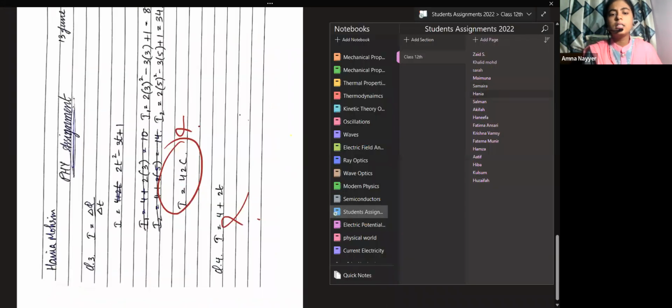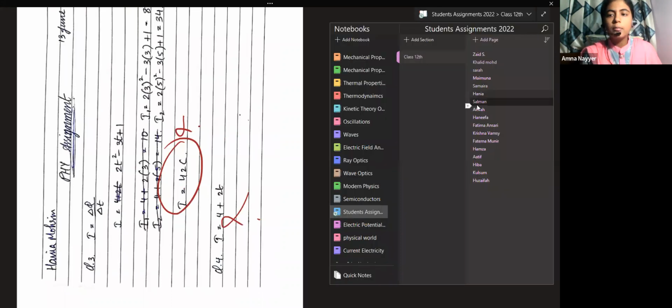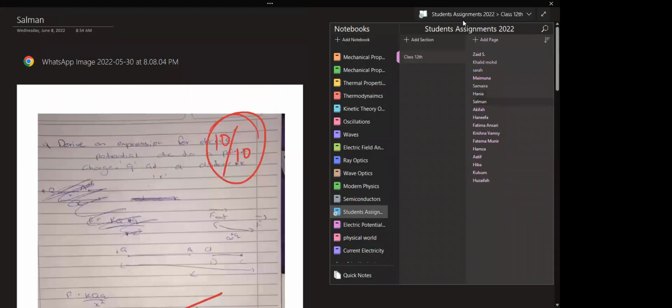Then Hania, similar case. Hania, same thing. So now understood, Hania and Samira? Mana received. Yes, ma'am.